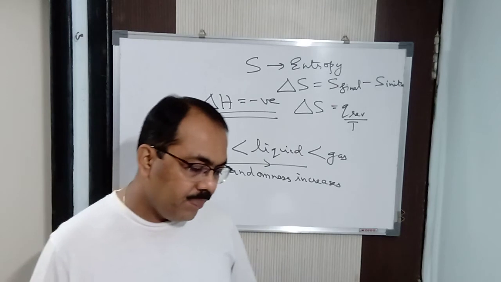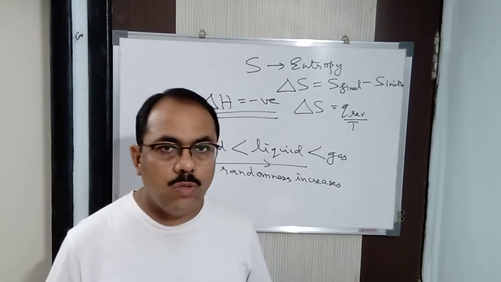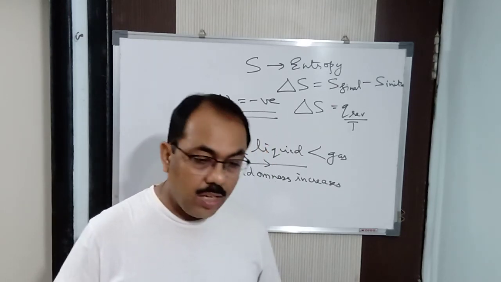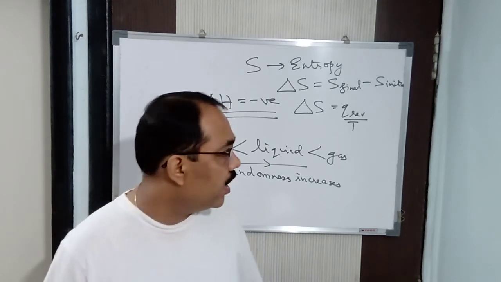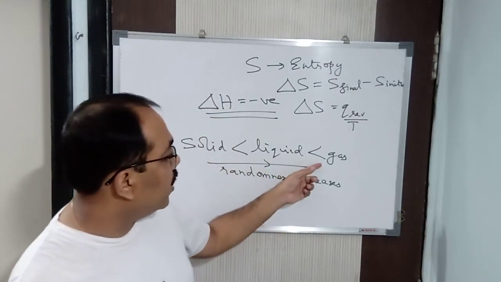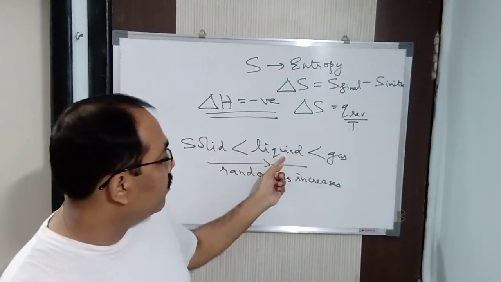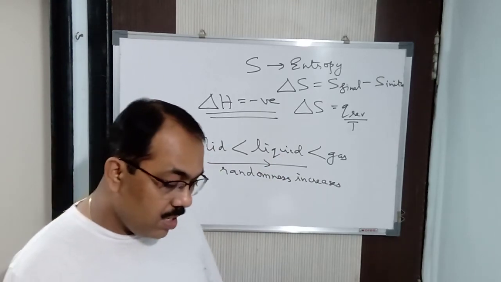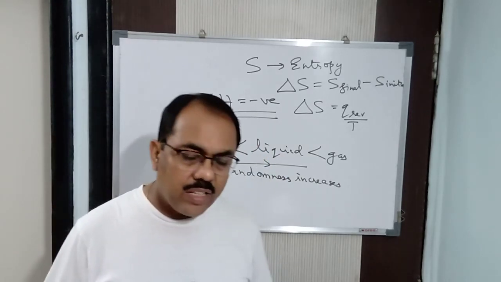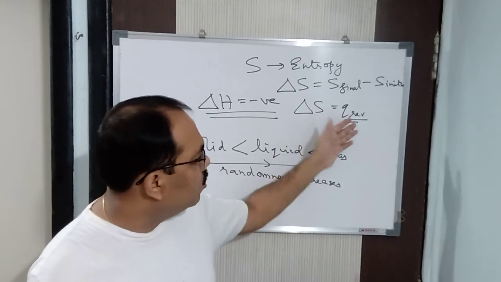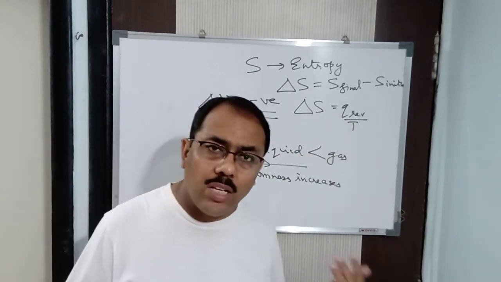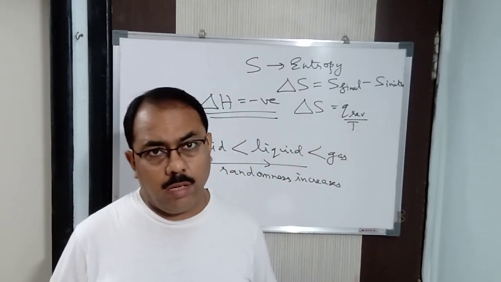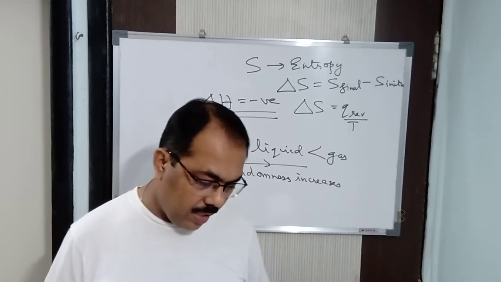So in this way, if you take the entropy of the solid, entropy of the liquid and entropy of the gas, already I have said that the entropy of the gas is always more than that of the liquid, which is always more than that of the solid. Alright, now the next question you may ask here: why is Q reversible by T? Why is it not only Q by T?